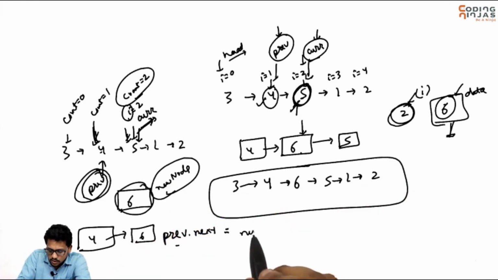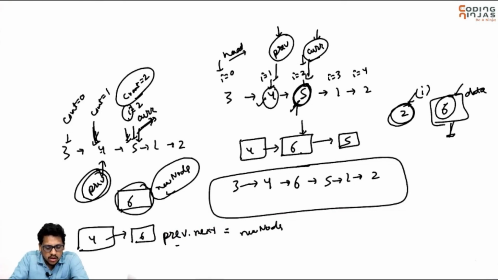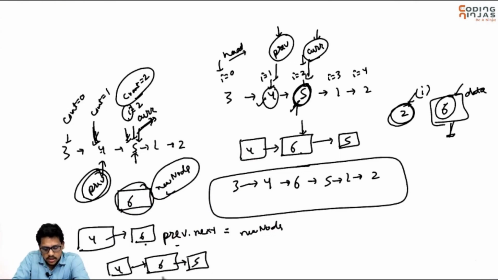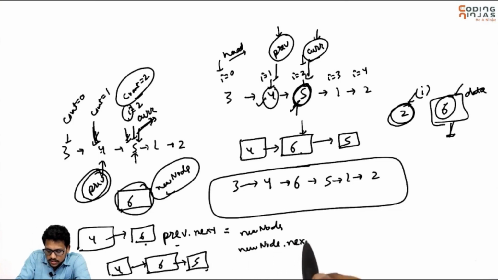Previous dot next equal to new node. That means you had made a connection. Force next to be 6. Now your current is pointing here. 6 next should be made 5. That is for sure. So what I need to do is 6 next should be made 5. Already force next has been made as 6. 6 next should be made 5. That means new node is the reference to 6. New node dot next equal to current.